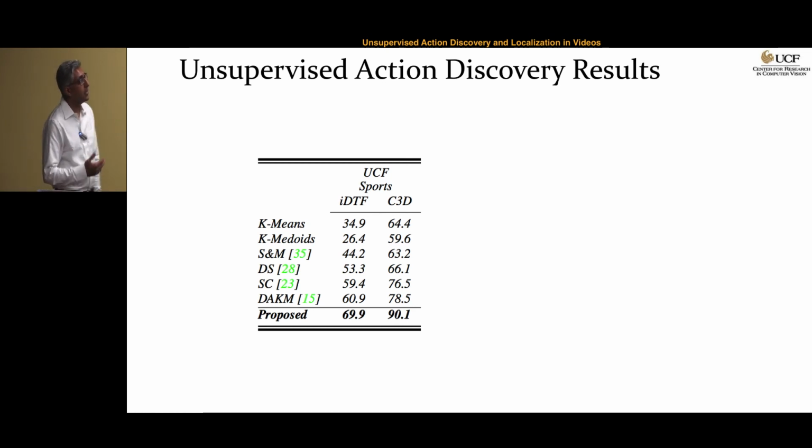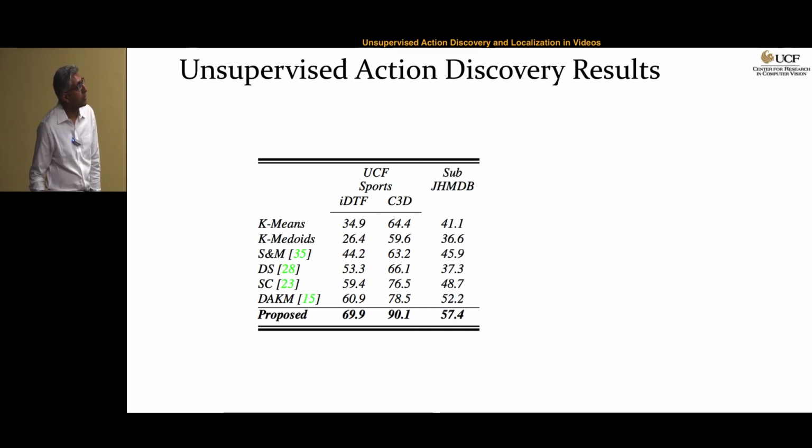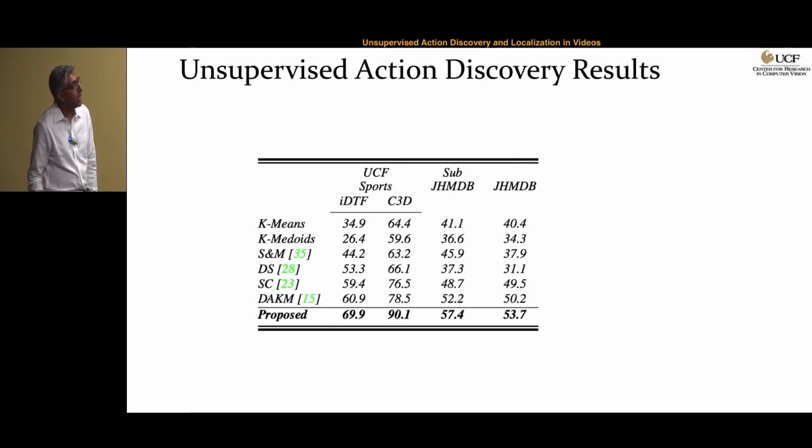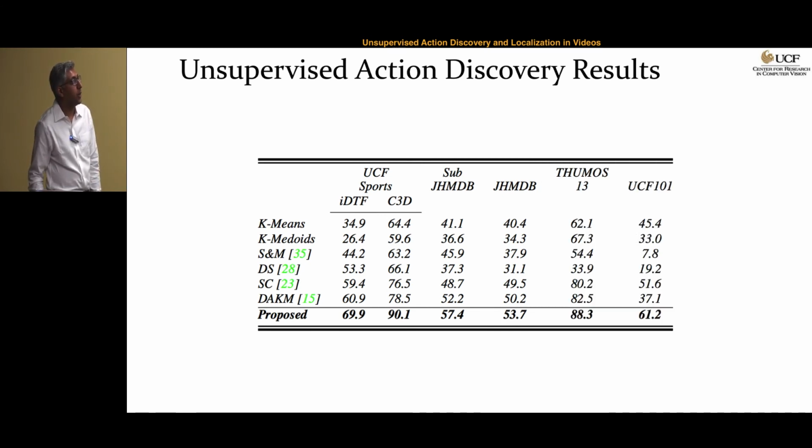One thing to notice here is that C3D gives us better results as compared to IDTF because it has good distinguishing features that help us in better clustering. Our next results are on sub-JHMDB. Then we have JHMDB, Thumos13, and finally UCF101, which has 101 classes. And on all of these we perform better than the existing state-of-the-art and known clustering algorithms.